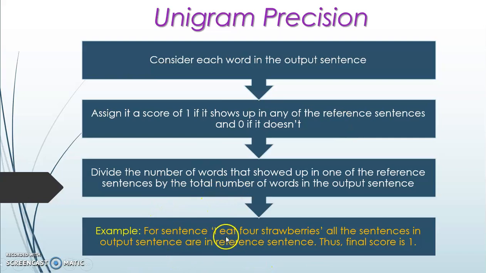To clear this, we take an example. Consider a sentence, I eat 4 strawberries. It is given that all the words in the output sentence are in the reference sentence. So, the number of words that showed up in the reference sentence is all of them, that is the total number of words, which is 4. Now, using the above formula, we divide by 4, that is the total number of words in the output sentence, and hence get the final score as 1.